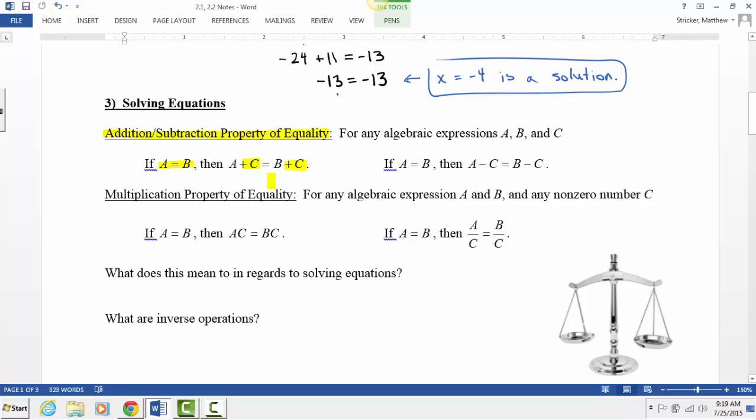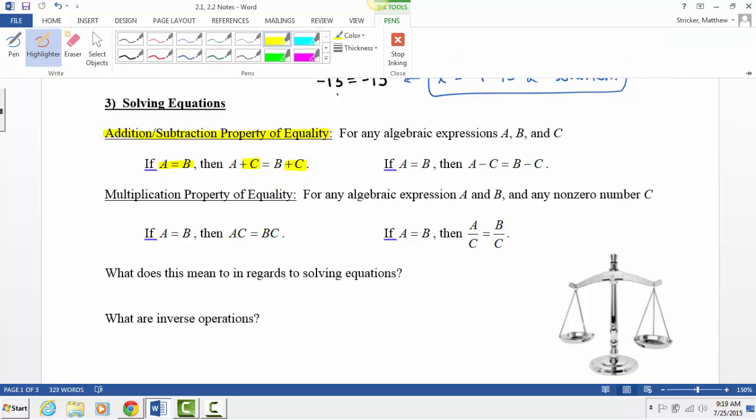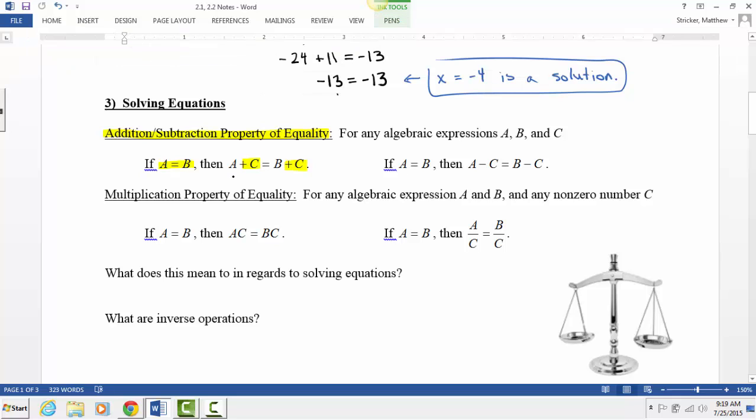In other words, if I have 5 equals 5 and I add 2 to both of those, I'll still have 5 plus 2 equals 5 plus 2, which equals 7. Let me write that out. If I have 5 equals 5, those are two things that are equal. Think of that as your A and your B. And I add the same thing to both sides. If I add 2 here and I add 2 here, it's still equal. It's 7 equals 7. And the same thing goes with subtraction.